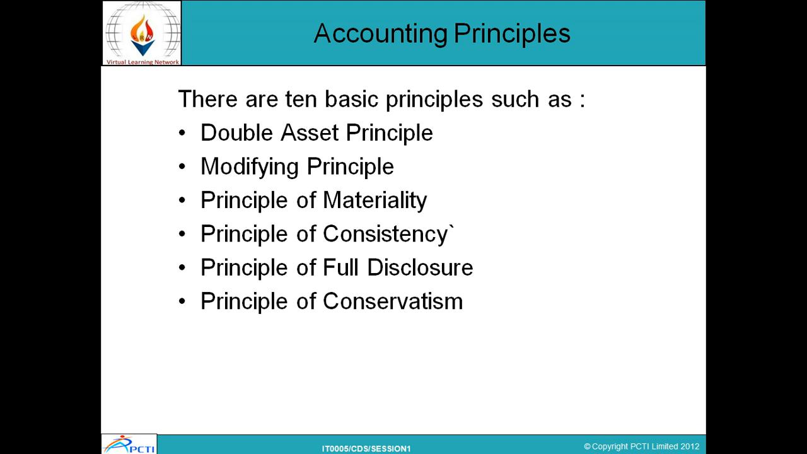Principle of conservatism. When I say principle of conservatism or prudence, it is nothing but the rule that accountants always follow: anticipate no profit but provide for all anticipated losses. What it means is, whenever a risk is anticipated, sufficient provision should be made. That is the meaning of anticipate no profit but provide for all anticipated losses.